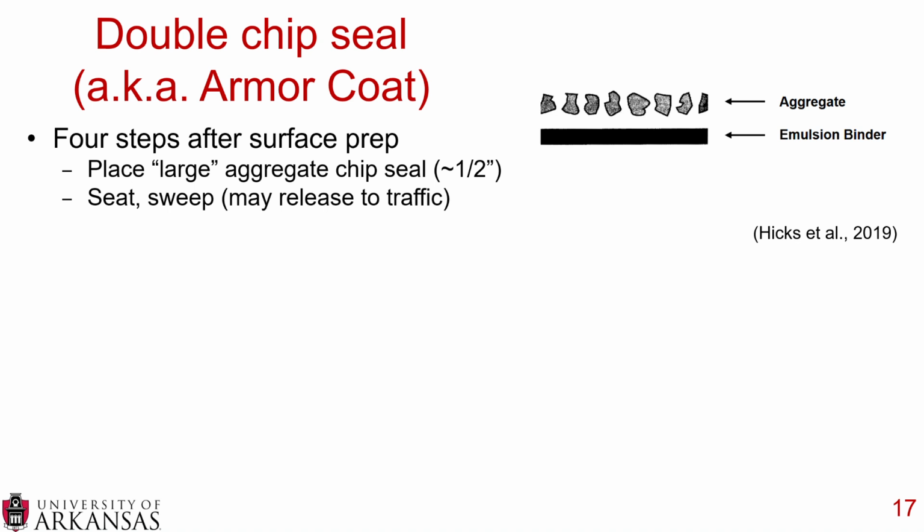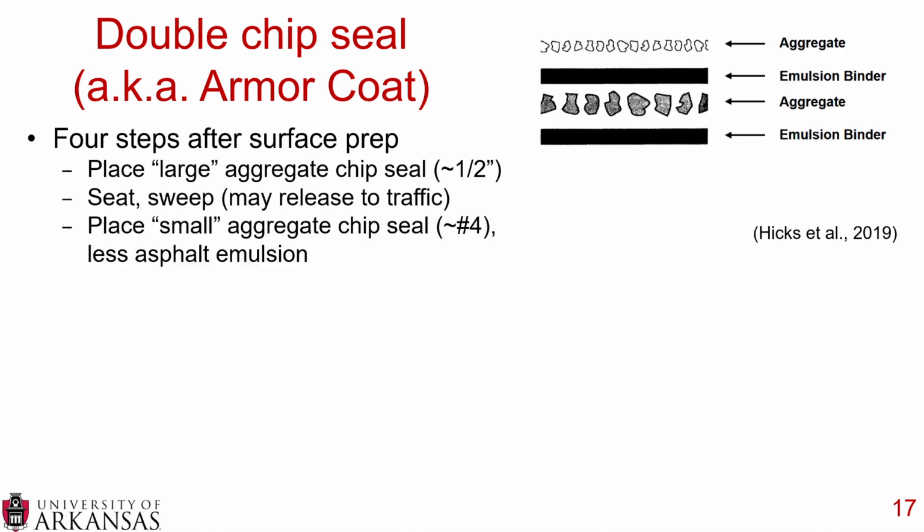And what you do is there are 4 steps after your surface prep. First, you place a large aggregate chip seal. So this is an asphalt emulsion binder plus a 1/2-inch chip or so. Then you seat that aggregate, you sweep it. You may release it to traffic for a while, but regardless of what you do, you want to make sure that there is not a lot of loose rock on that surface.